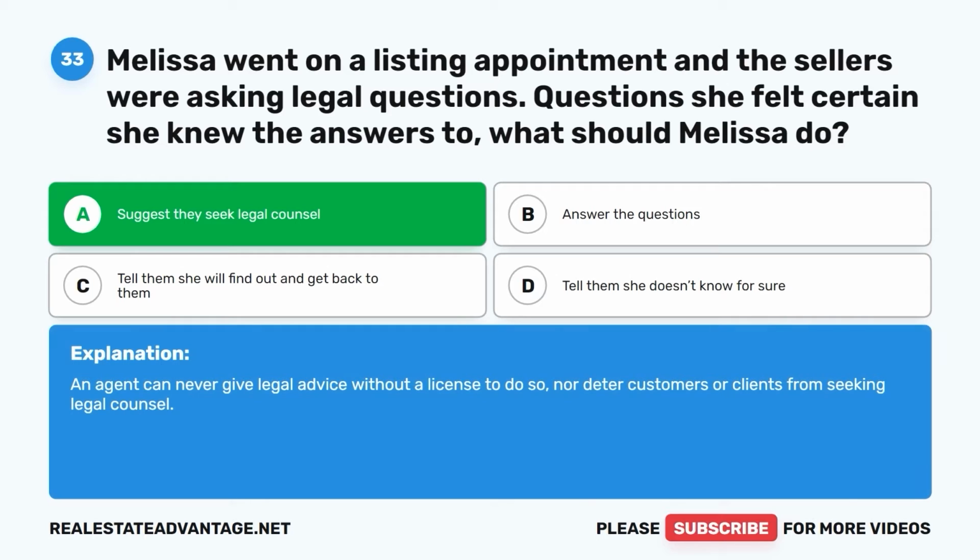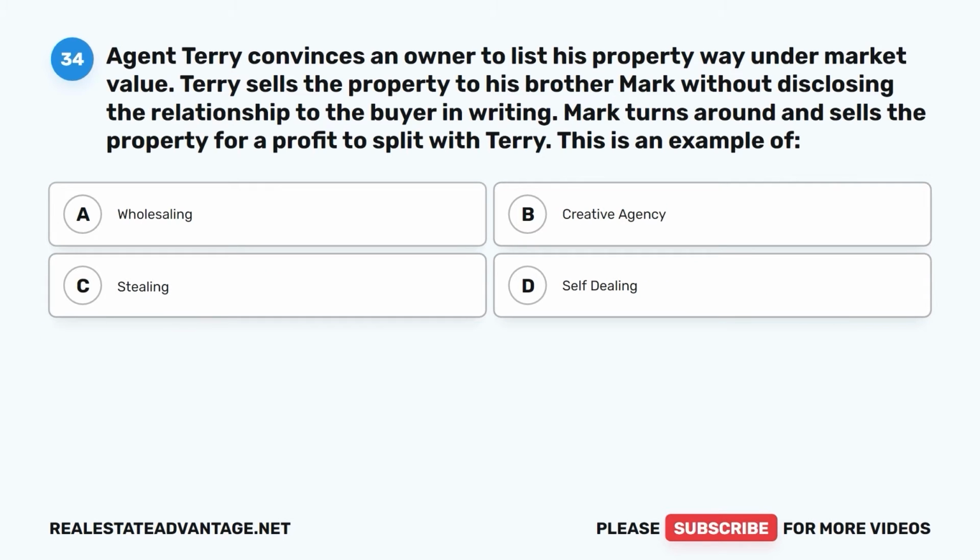An agent can never give legal advice without a license to do so, nor deter customers or clients from seeking legal counsel. Question 34. Agent Terry convinces an owner to list his property way under market value. Terry sells the property to his brother Mark without disclosing the relationship to the buyer in writing. Mark turns around and sells the property for a profit to split with Terry.